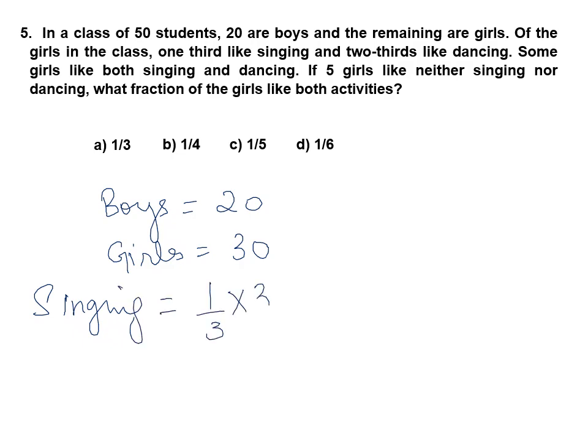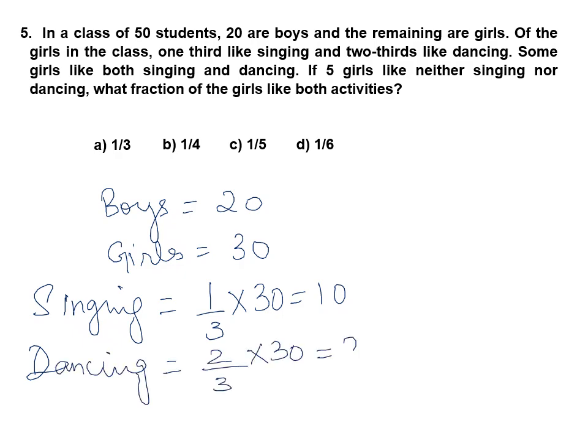1/3 of singing will be, so girls will be 10. And 2/3 like dancing. So dancing के लिए होगी हमारी 2/3, that is 20. Which total makes up to be 30. But they say 5 girls like neither singing nor dancing.